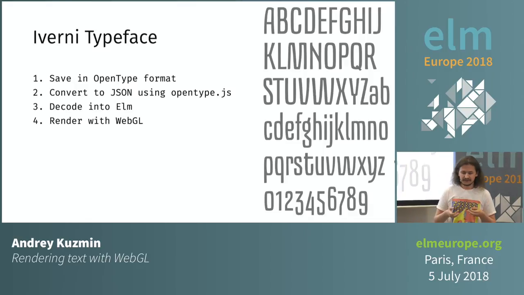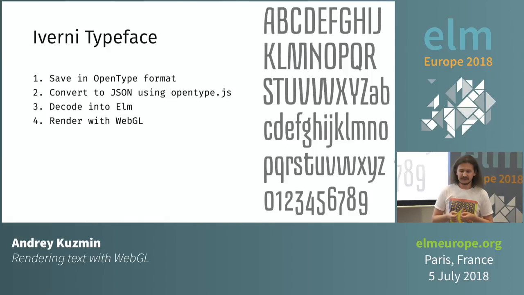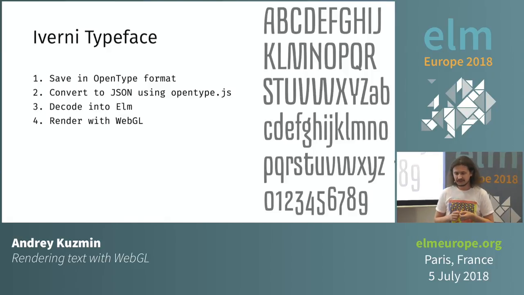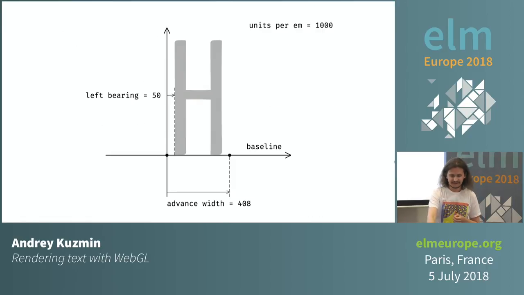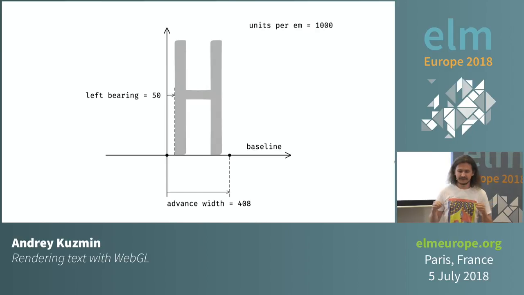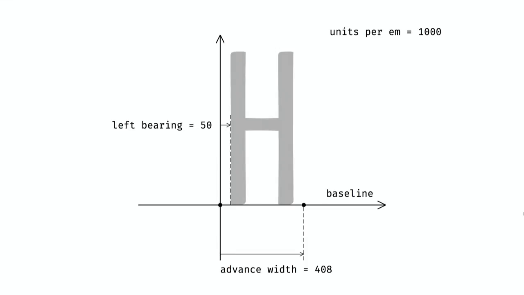So then I decoded into Elm, and then most of the work was focused on how to render it with WebGL. In order to render it with WebGL, we first need to understand the metrics of the glyph of each letter from the font. I made this visualization that takes the real data from the font file and presents a letter. A letter has its own coordinate system with the y-axis pointing up, and the x-axis is the baseline. So a letter rests on the baseline.